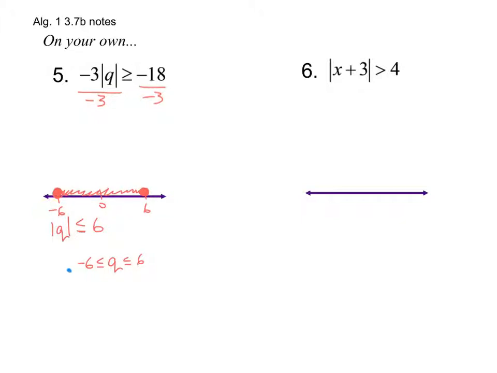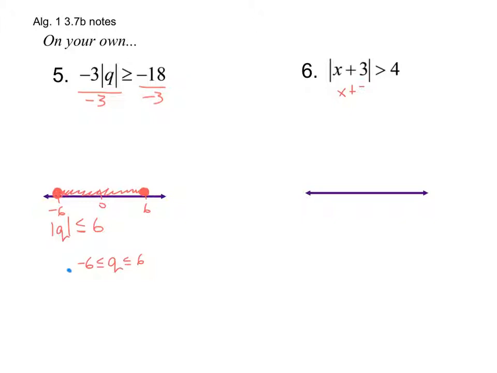So basically Q is sandwiched between those two numbers, so it could be anything in between those two numbers and can actually include 6 or -6. So we fill in those circles. Alright, number 6, here we go. We've already got our absolute value isolated, so we're going to go ahead and break him out of jail.